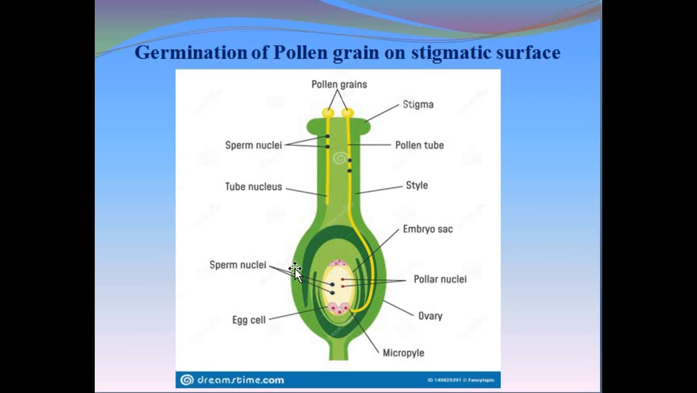In this slide, we can observe that after the pollination, pollen will come and land on the surface of the stigma, where they will start germinating by producing a germ tube, and into the germ tube the generative cell enters and divides to form two sperm nuclei. After that, the pollen tube grows through the stylar region and reaches the ovule.